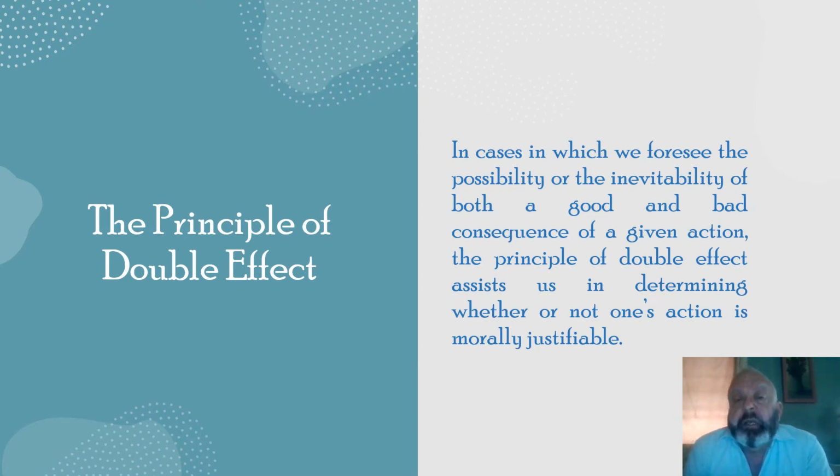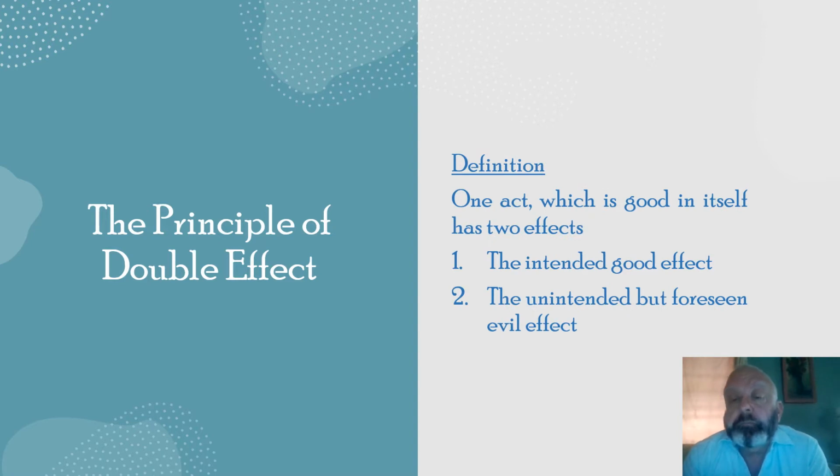As you can see on the slide, we could foresee a possibility of both good and evil happening in any given action. And the principle of double effect assists us in determining whether or not one's actions are morally justifiable. So let's define it for a minute. The principle of double effect is one act which is good in itself and has two effects: the intended good effect and the unintended but evil foreseen effect.